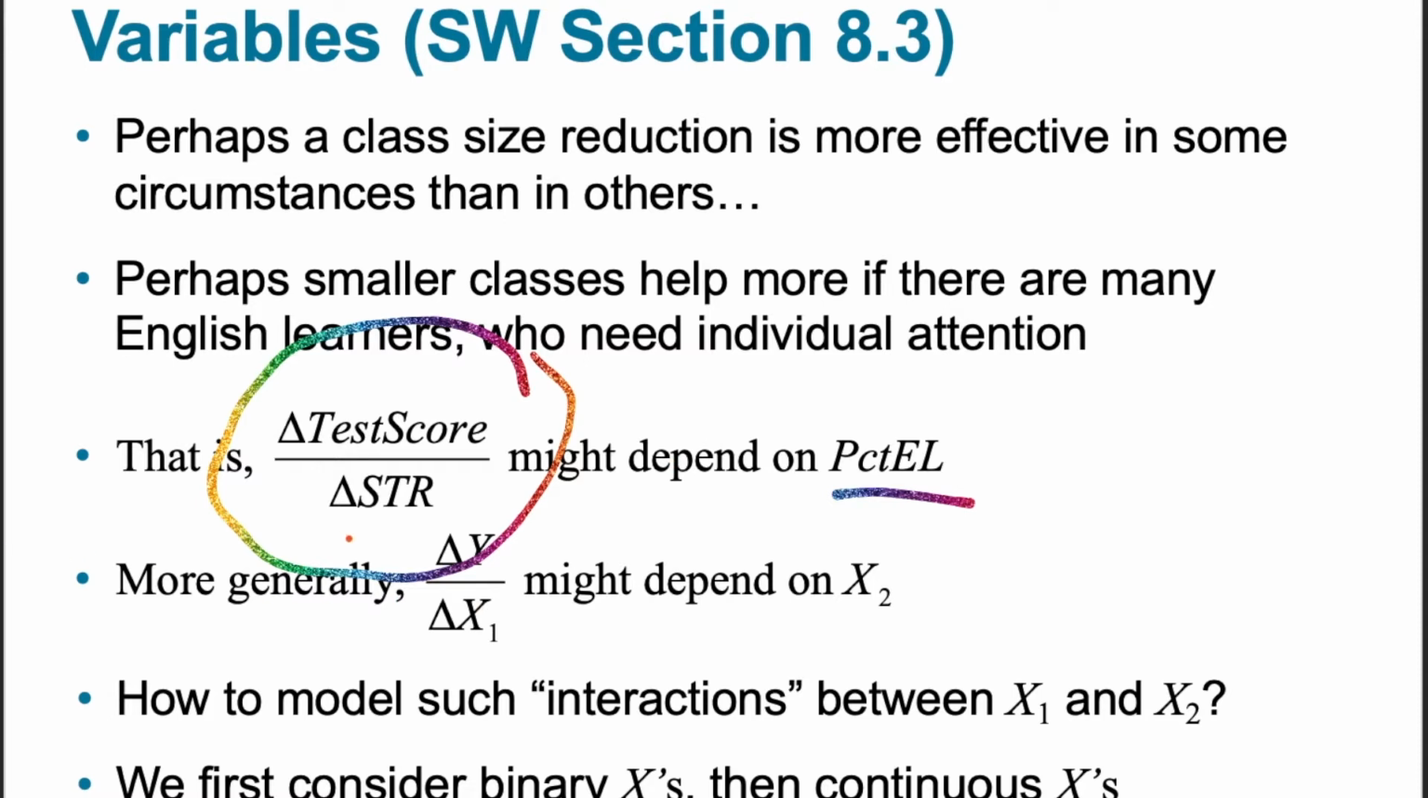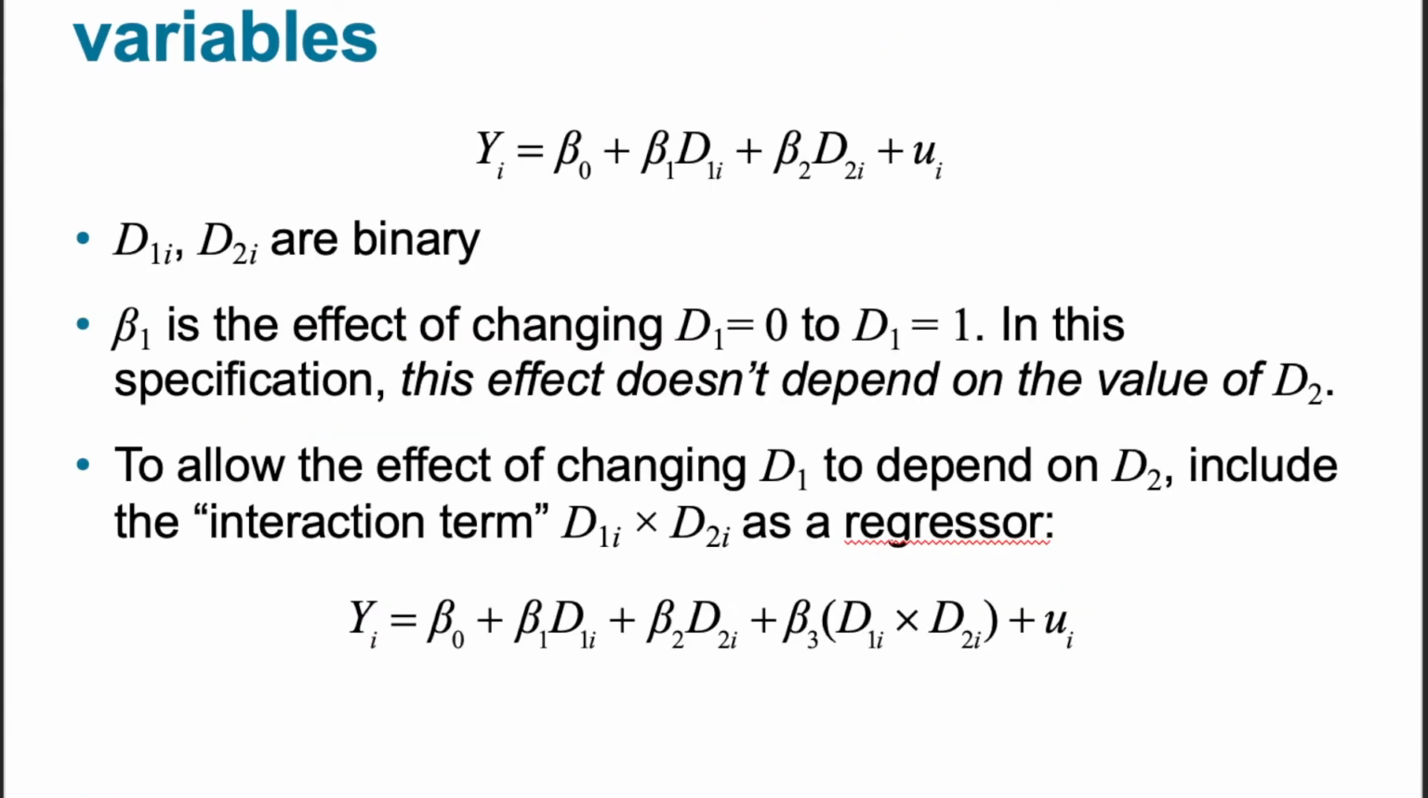Now, how do we model such interactions between x1 and x2? You're going to see that it is by generating a new variable. Call that, we'll just say x3, and that's going to be equal to x1 times x2. Okay? We're going to first consider the case where x1 and x2 are binary. Then we'll consider the case when one of the variables is binary and the other is continuous. And we'll conclude with the case where both x1 and x2 are continuous.